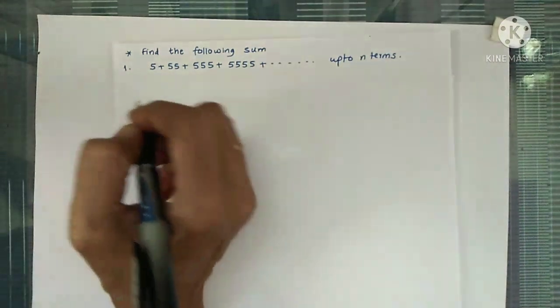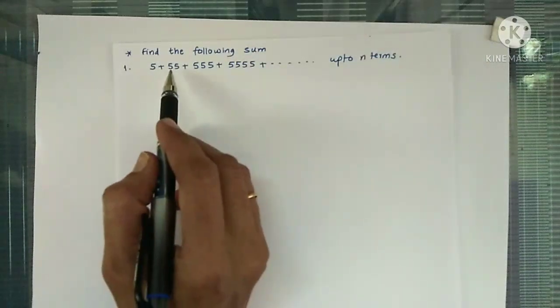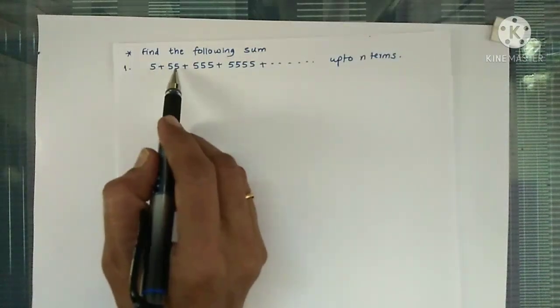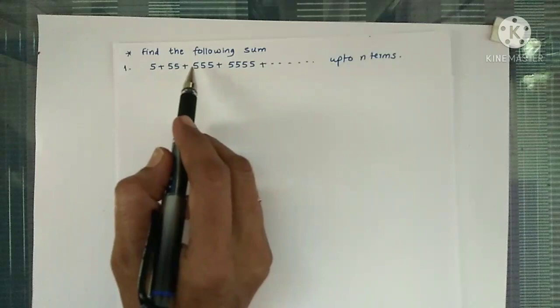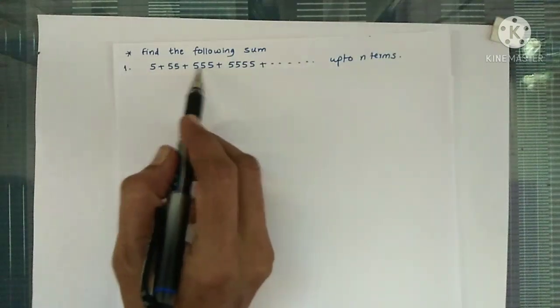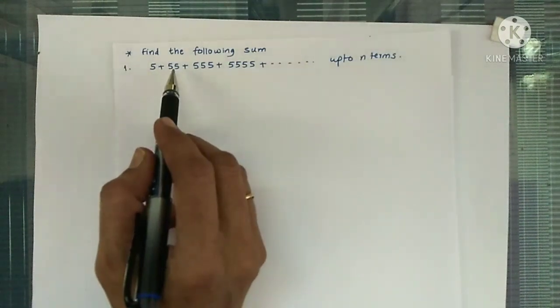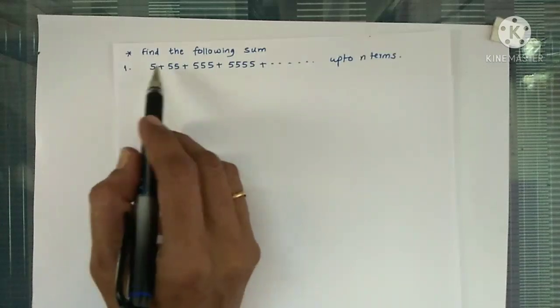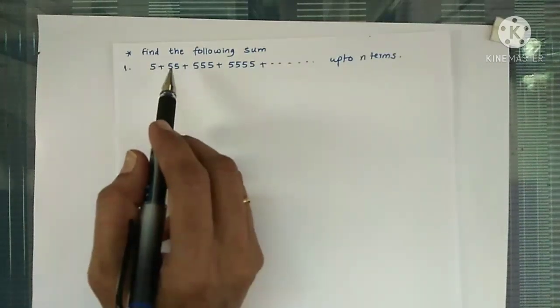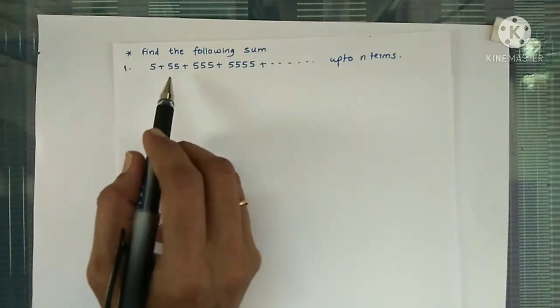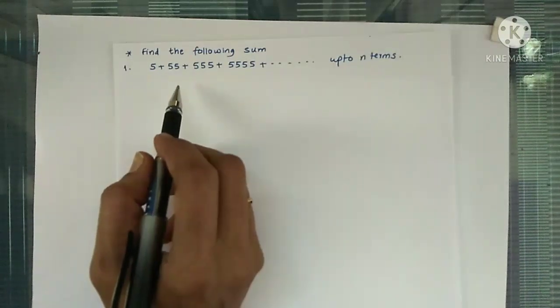First of all, let's find out whether it is an AP. The difference of the second and first term is 50, and if we see the difference of the third and second, it is 500. So it is not an AP, as the difference here is 50 and here it is 500. Both are not the same. So it is not an arithmetic progression.